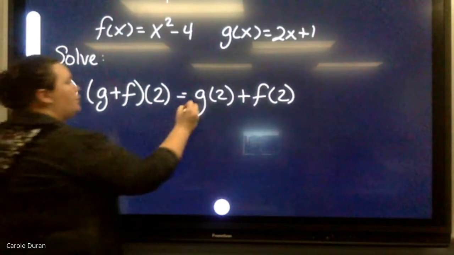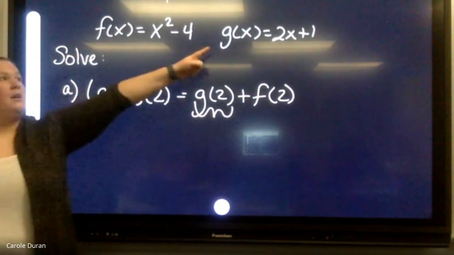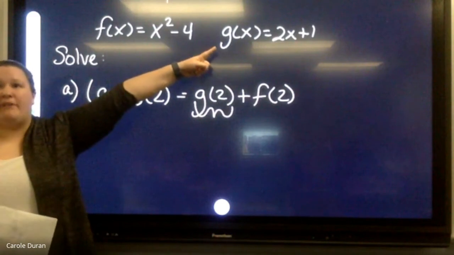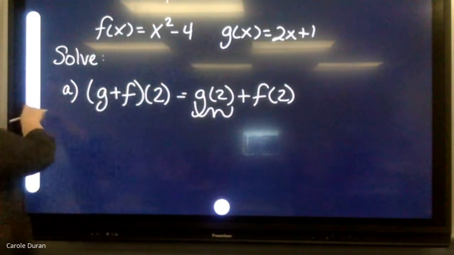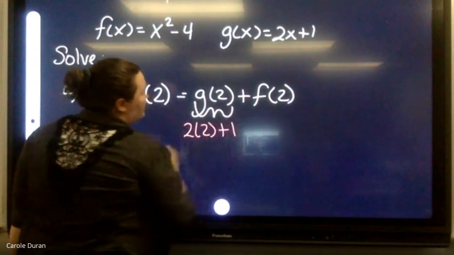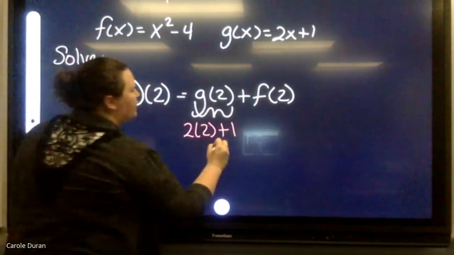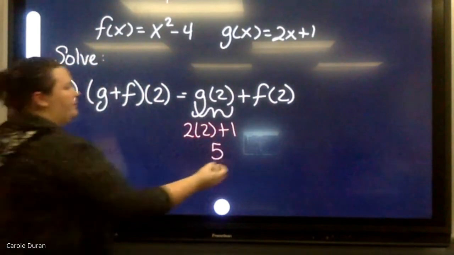This g of 2 right here means I'm going to go to my g function and plug 2 in wherever there's an x. So this becomes 2 times 2 plus 1, and then I solve that out and get a number. So what's 2 times 2 plus 1? 5. So g of 2 is going to equal 5.